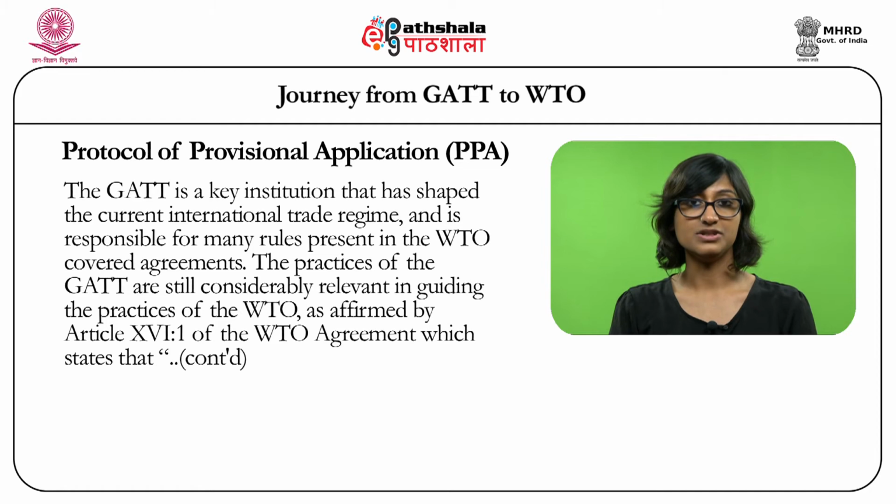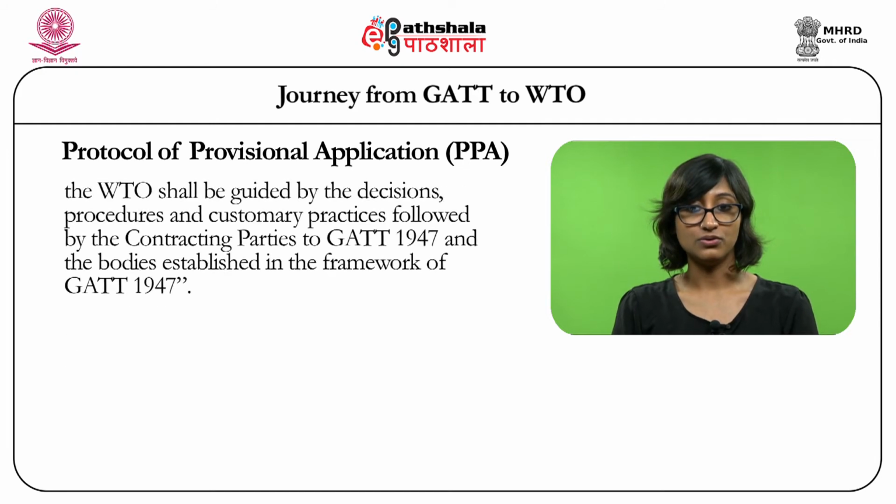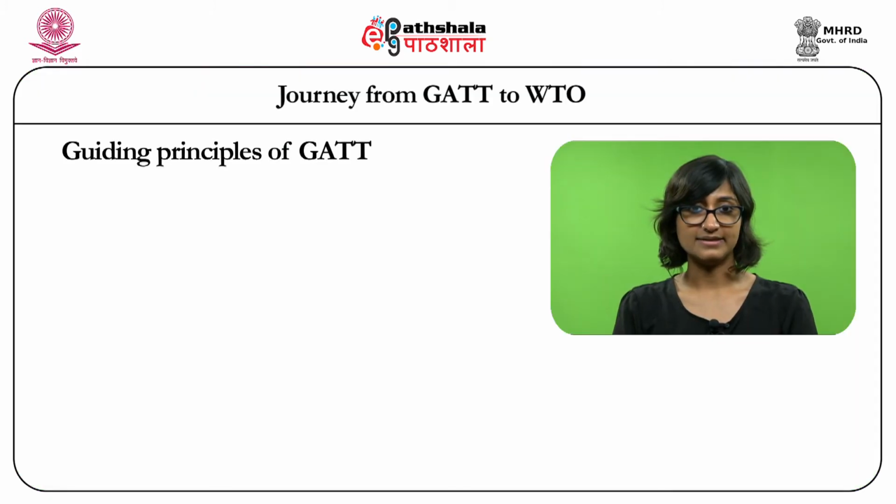The GATT is a key institution that has shaped the current international trade regime and is responsible for many rules present in the WTO covered agreements. The practices of the GATT are still considerably relevant in guiding the practices of the WTO, as affirmed by Article 16(1) of the WTO agreement, which states that the WTO shall be guided by the decisions, procedures, and customary practices followed by the contracting parties to GATT 1947 and the bodies established in the framework of GATT 1947. Next, we move on to the guiding principles of GATT.